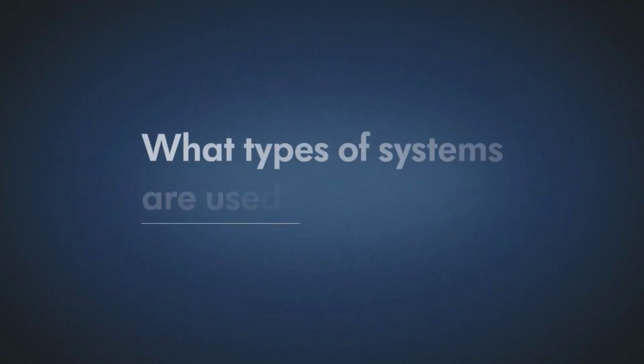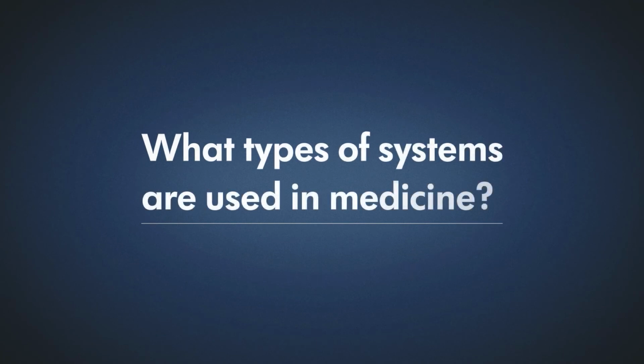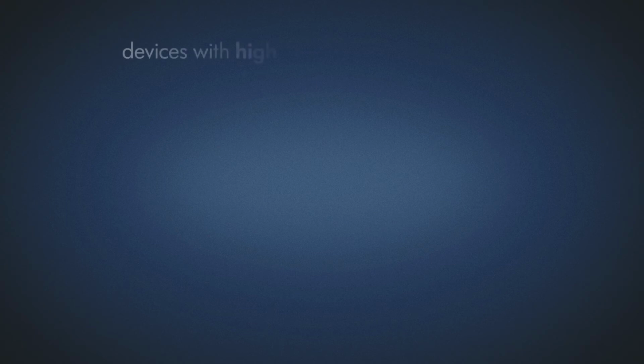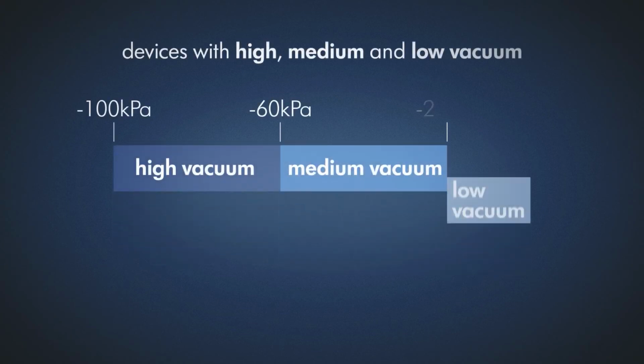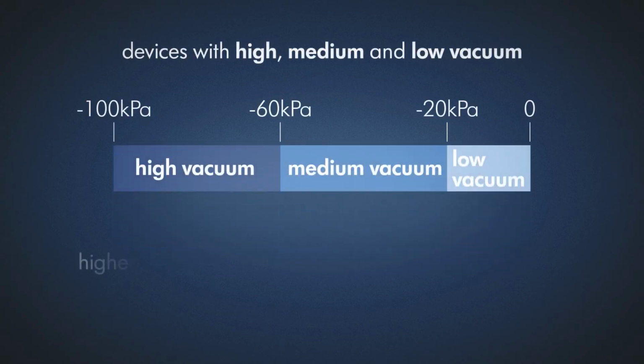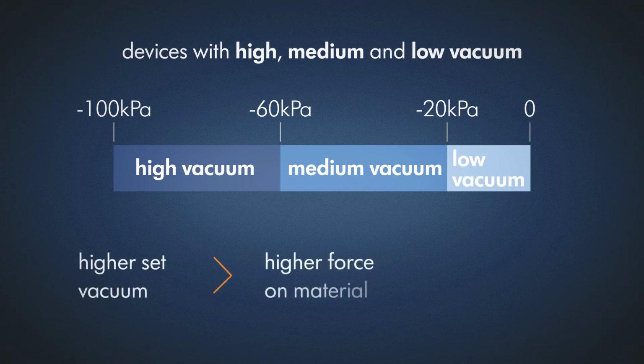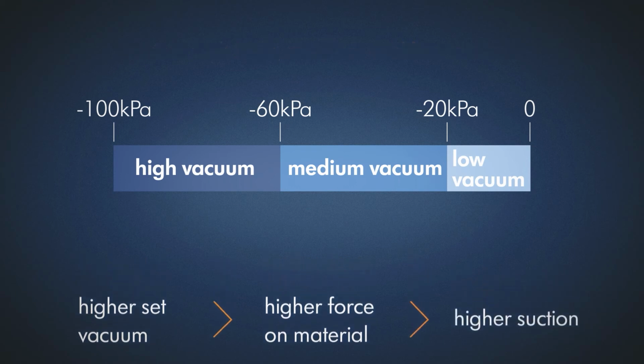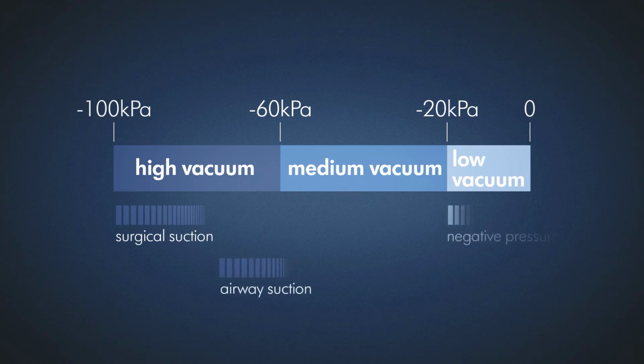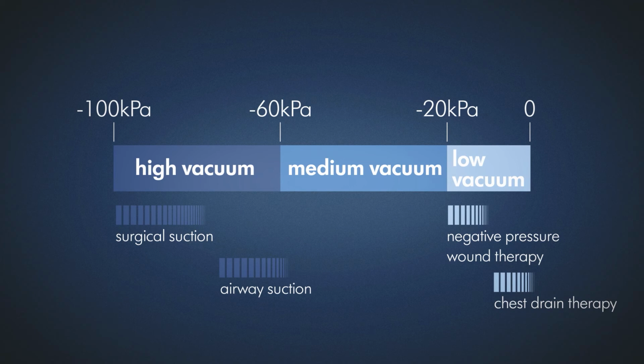What types of systems are used in medicine? A distinction is made between devices with high, medium, or low vacuum. The higher the vacuum is set, the higher the force acting on the material to be drained, and the higher the suction. Depending on the vacuum strength, Medela pumps are used in different settings whenever extraction is required.